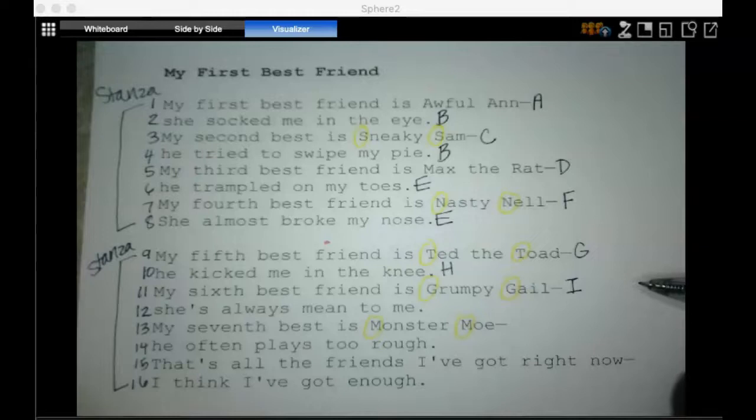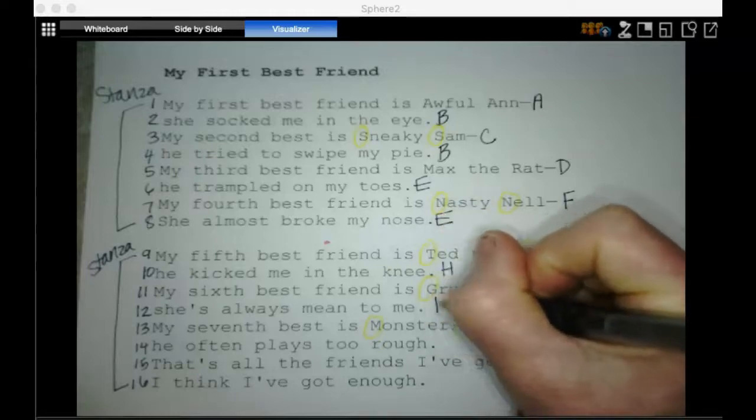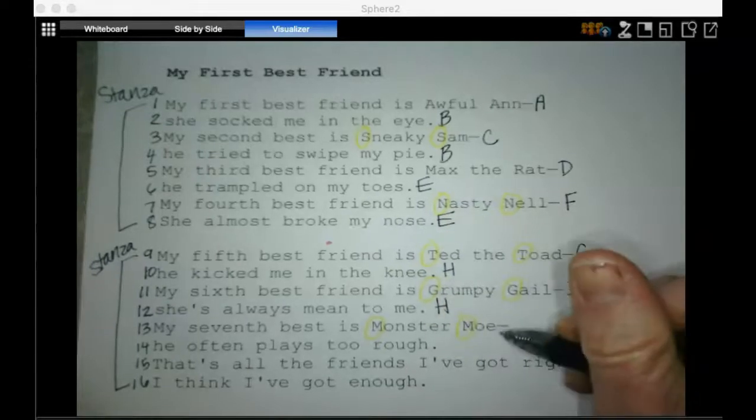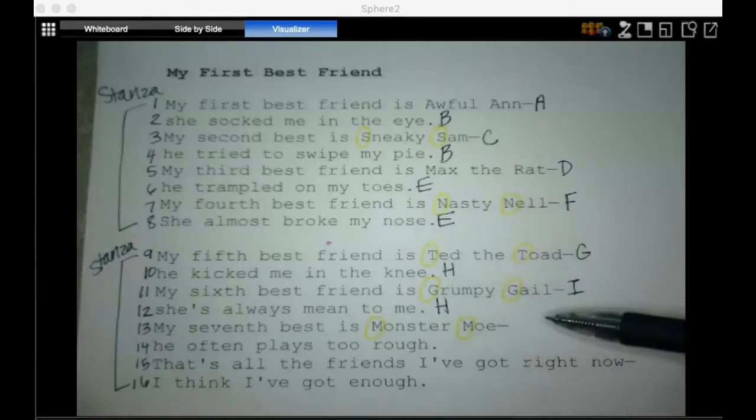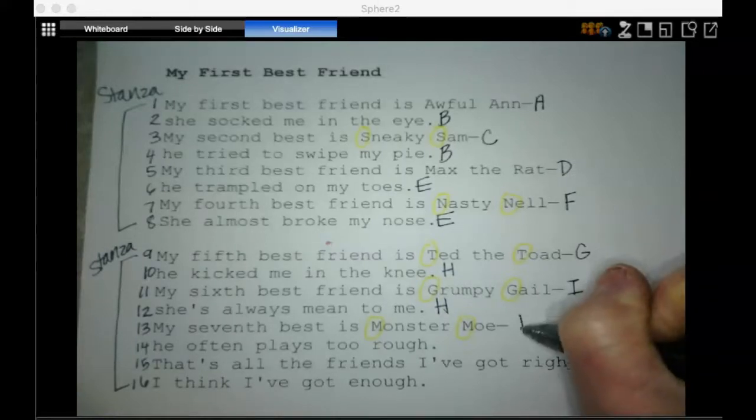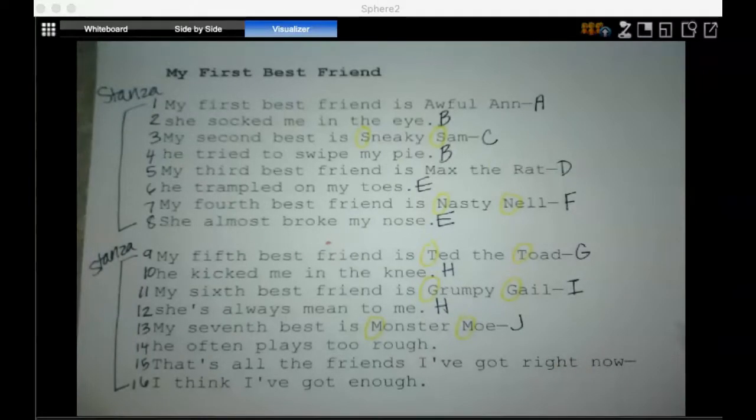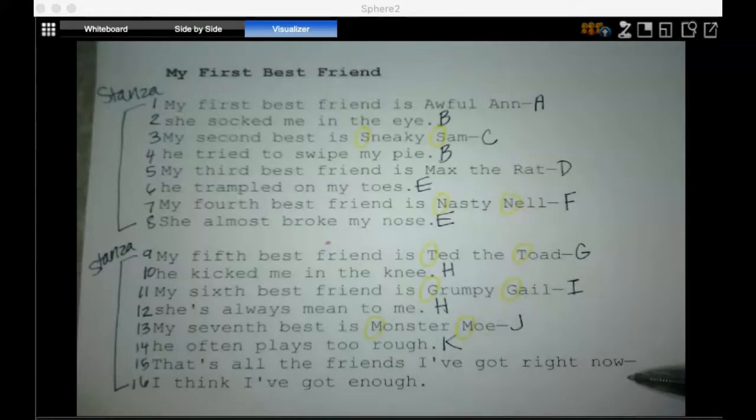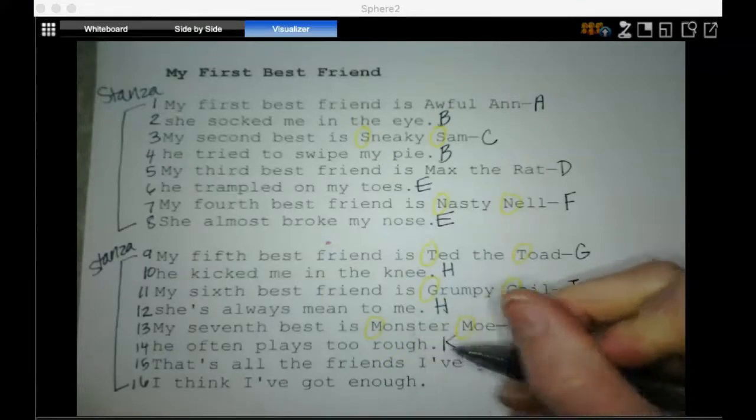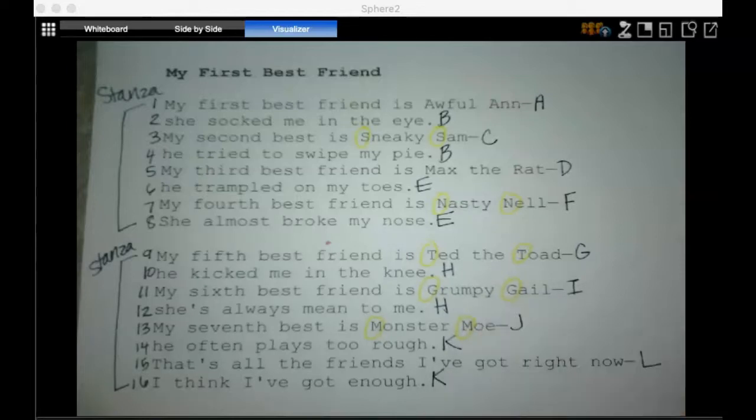New word. "Knee," "me." "Mo" almost rhymes with "toes" and "nose," but it doesn't have an s on the end, so it also gets a new letter. J is next in the alphabet. "Rough" doesn't rhyme with anything yet. "Enough" doesn't rhyme with anything yet. But "enough" and "rough" rhyme, so we get another K.